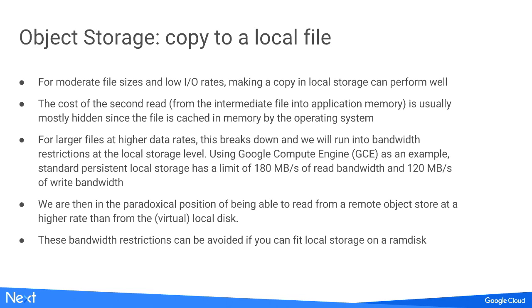But when we get to larger files and higher data rates, we're going to run into some restrictions, because a PD hard drive has a limit of about 180 megabytes per second of read bandwidth and 120 megabytes a second of write bandwidth. The object store can actually provide data much faster than that, but you can't ingest it and write it to the disk at those rates. Although if you paid attention today, Google announced with SSDs, you can now configure machines with a PD SSD with something like 800 megabytes of read bandwidth on your node.